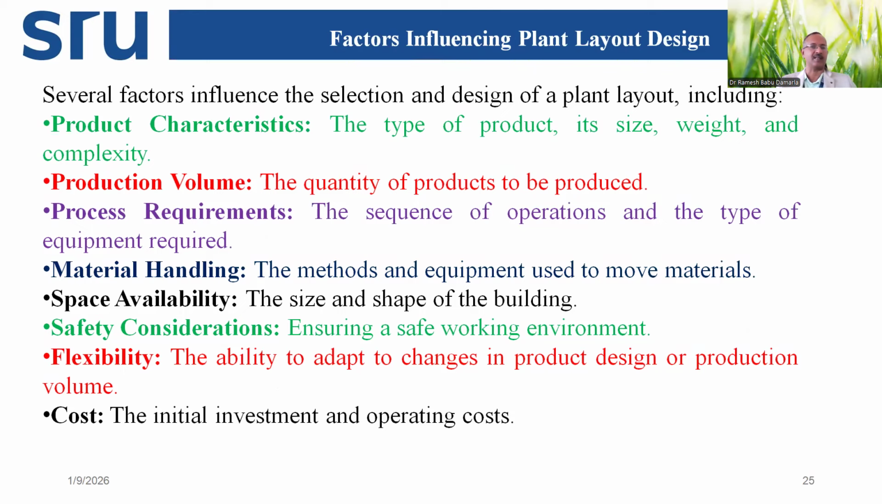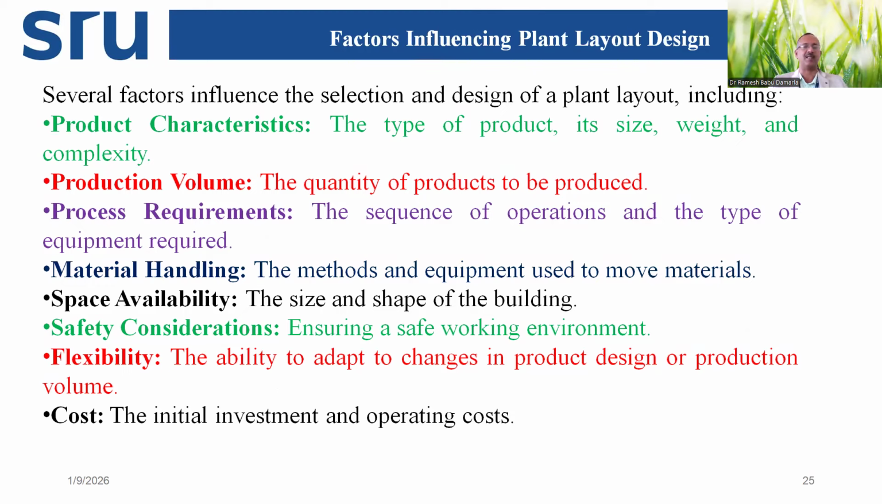Let us see the other factor, which is process requirements. The sequence of operations and the type of equipment required. This has to be seen. What is the sequence of operations to be done on that new product, and what type of equipment are required. Another factor is material handling. What we are going to do with the movement of the materials. Are we going to set up conveyors, automatic systems, or manual movement? So the methods and equipment used to move the materials, this also affects.